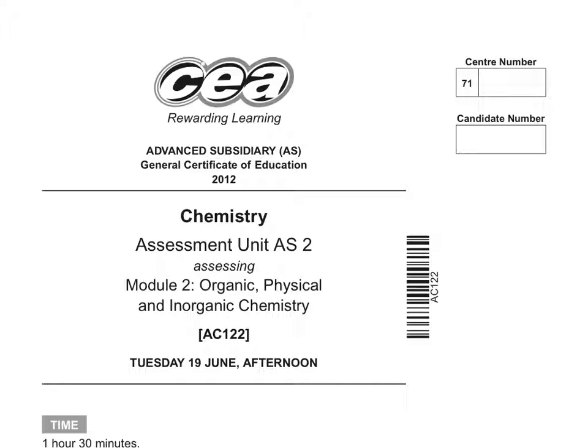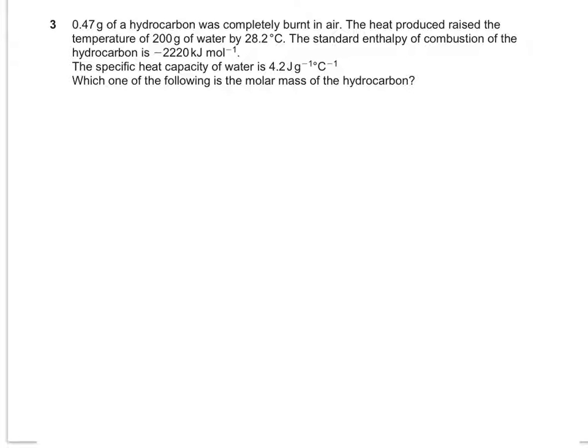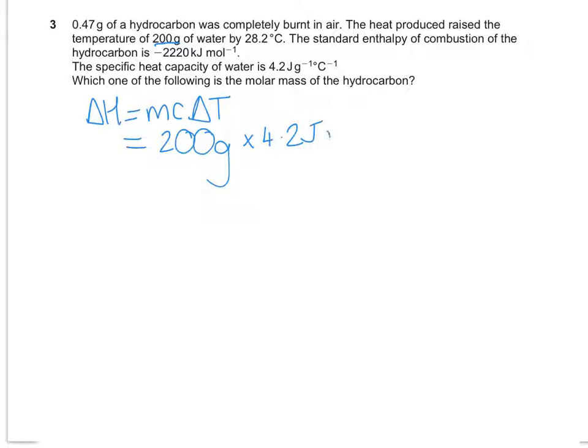This is June 2012 and we'll be looking at question 3. For this question, the first thing you need to do is use your equation delta H equals mc delta T. M is the mass of water that you've used to raise the temperature of. So that's 200 grams. C is the specific heat capacity of water, and that's 4.2 joules per gram per Celsius.